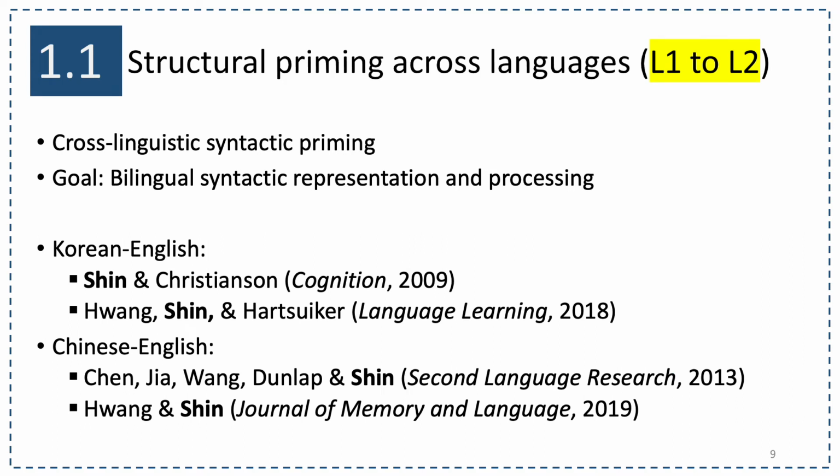Structure priming can occur across languages, L1 to L2 or L2 to L1. This priming is called cross-linguistic syntactic or structure priming, and it is used for investigations of bilingual syntactic representation and processing. Here is some work of mine for Korean English learners, for example, Shin and Christianson, 2009, Hwang, Shin and Hartsuiker, 2018. For Chinese English learners, Chen et al., 2013, and Hwang and Shin, 2019. Those are the published articles using cross-linguistic syntactic priming.